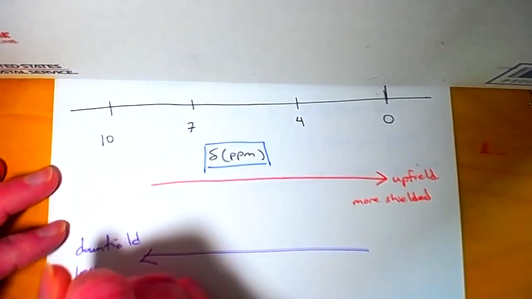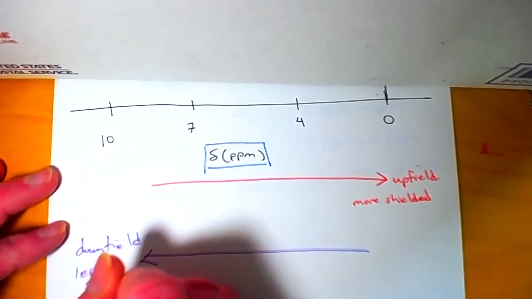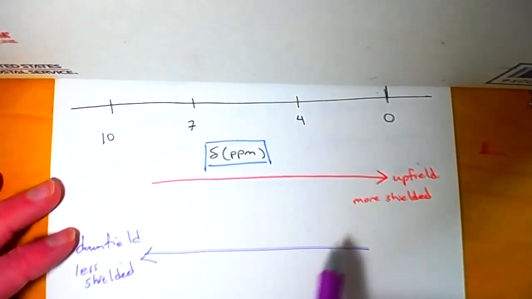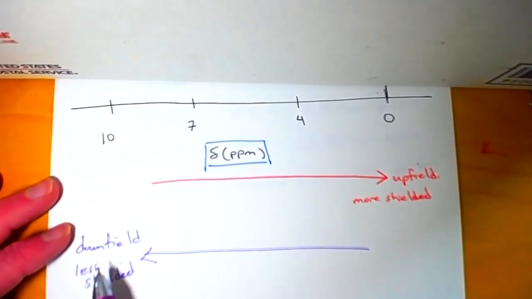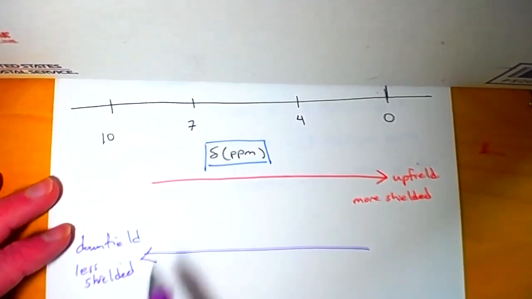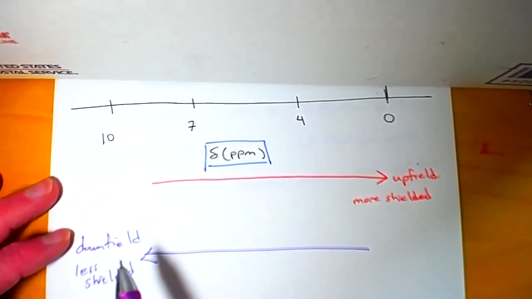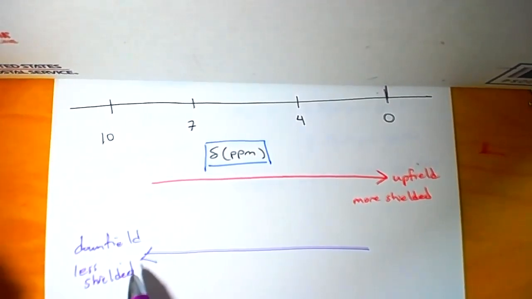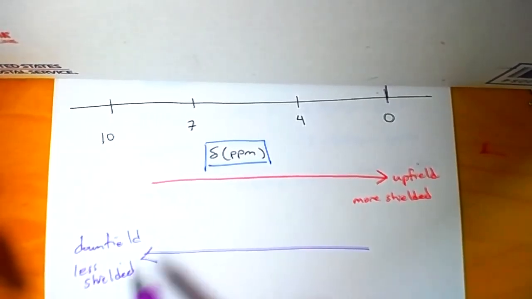Downfield is less shielded, which means it takes less of the energy to cause those hydrogens to interact. Those hydrogens typically are on carbons that are sp2 or sp hybridized, and are on carbons bonded to electronegative elements or close to electronegative elements. So this is another way to delineate where the signals are.